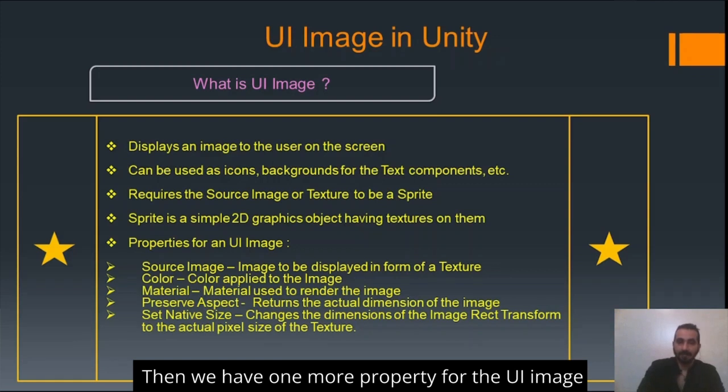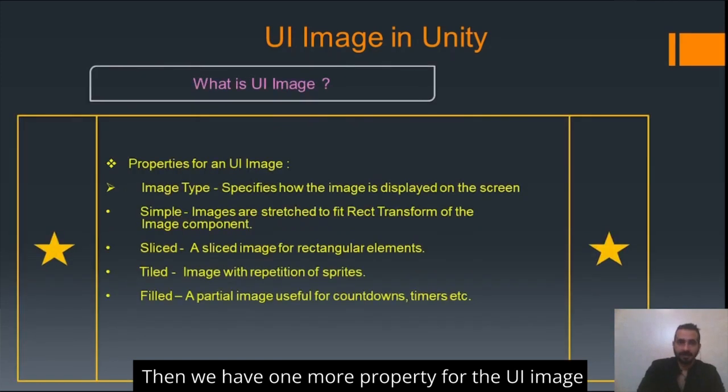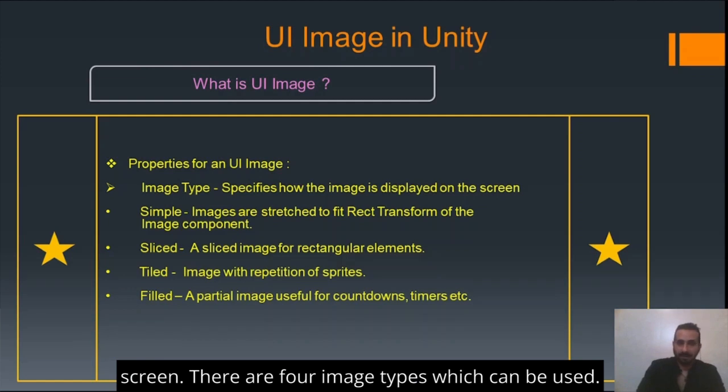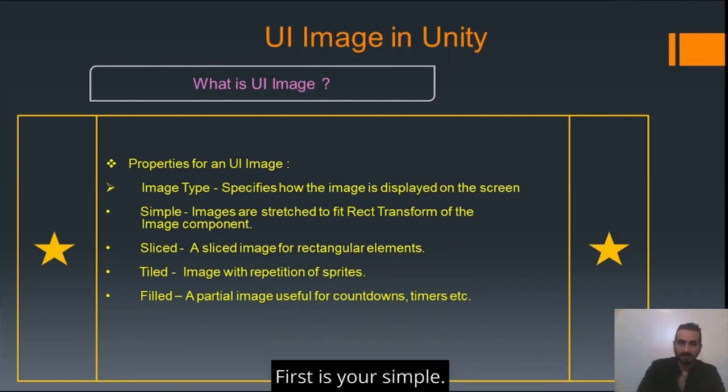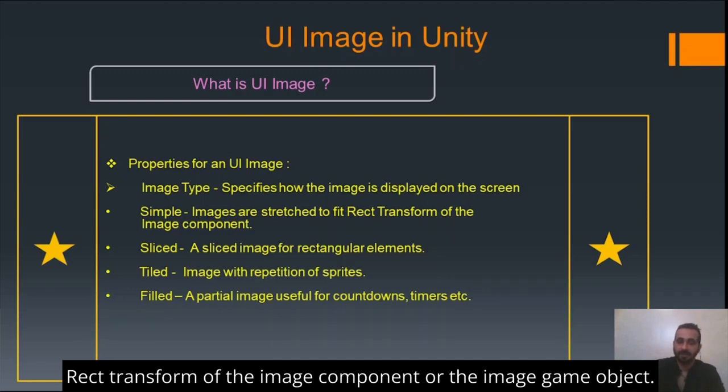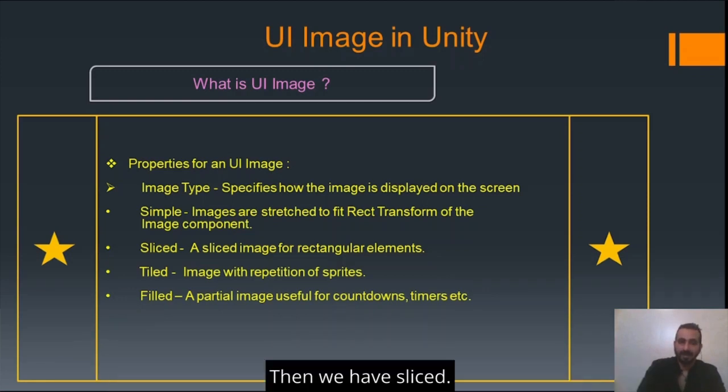Then we have one more property for the UI image component, which is image type. Image type will specify how the image is displayed on the screen. There are 4 image types which can be used. First is simple. In this image type, images are stretched to fit the rect transform of the image component or the image game object.